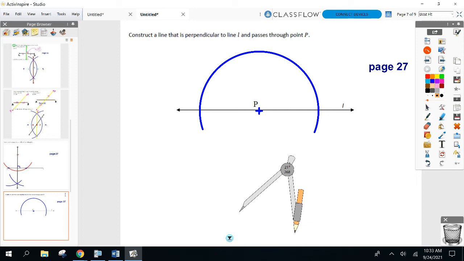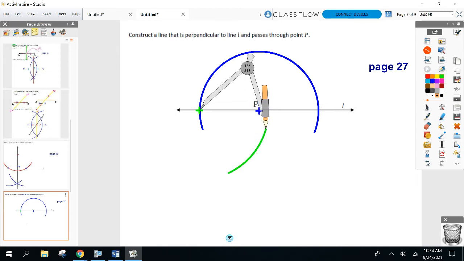Open up your compass a little wider and go to one of the points of intersection. And again, you can do these last 2 arcs above or below the line. Doesn't matter. So go to a point of intersection. Make an arc. And then the final one should intersect the previous one. Look at that beautiful thing. Done.